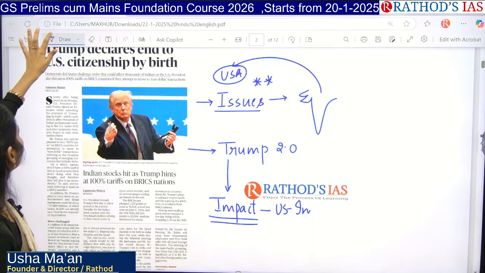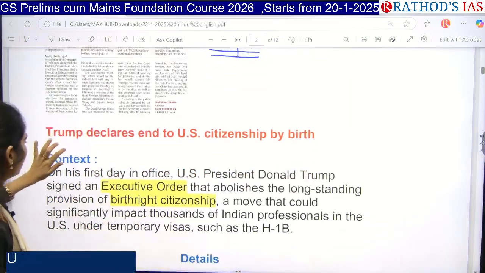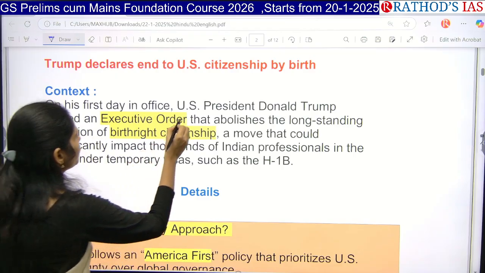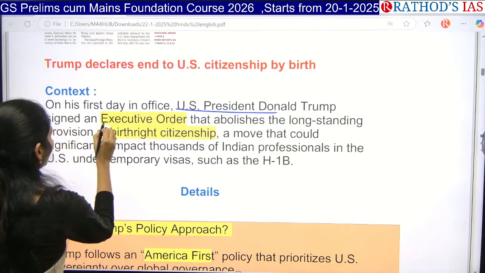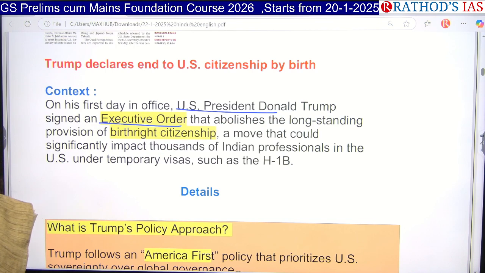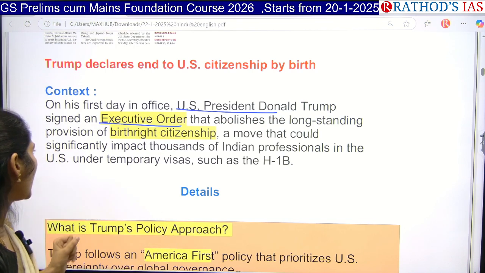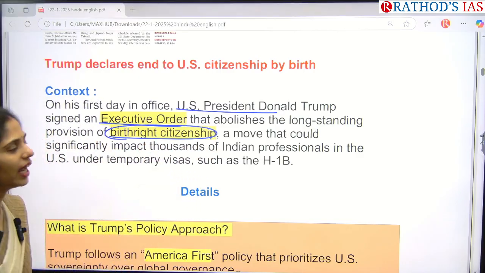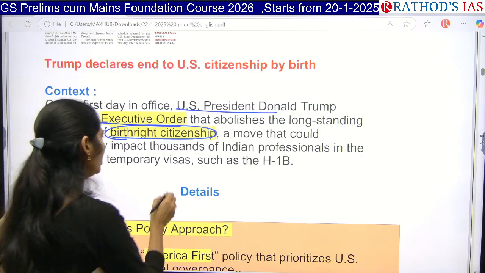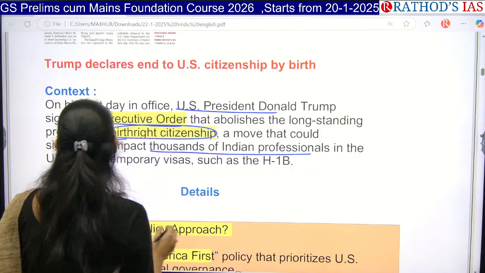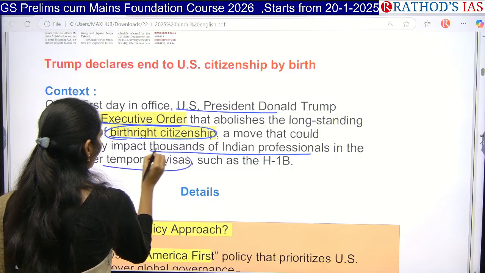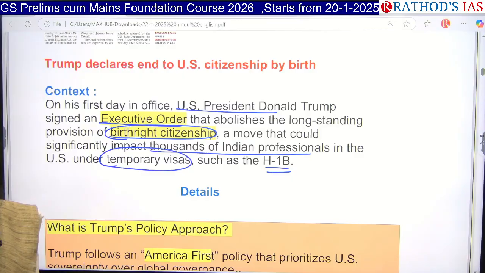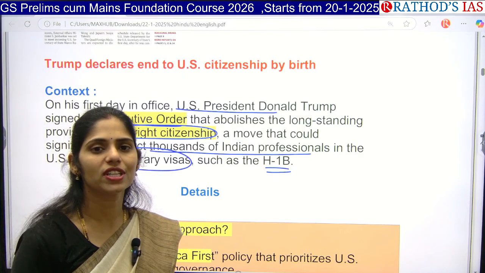Now let us see the context of why it is news. As I said, on his first day in office, US President Donald Trump signed an executive order, and this order abolishes the long-standing provision of birthright citizenship. This will have an impact on thousands of Indian professionals in the US who are on temporary visas, for example H1B.